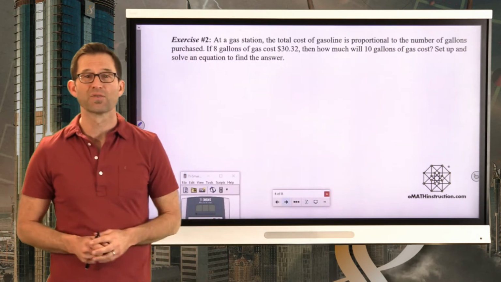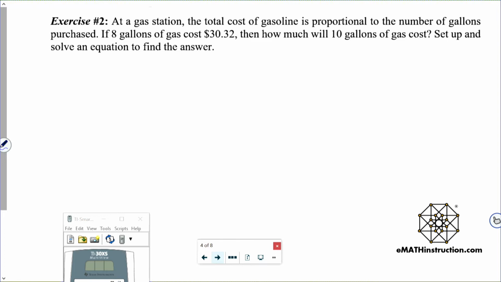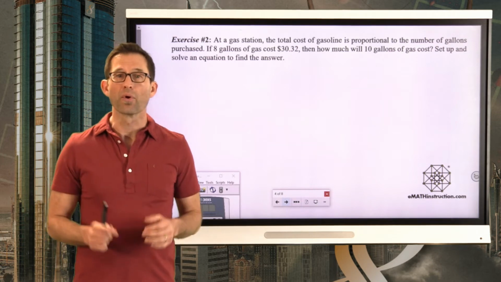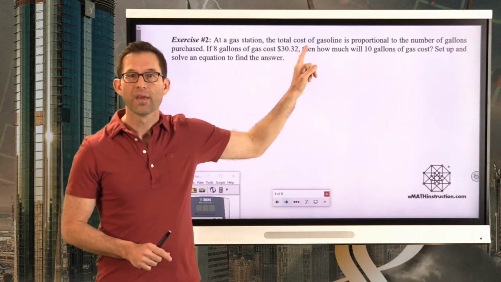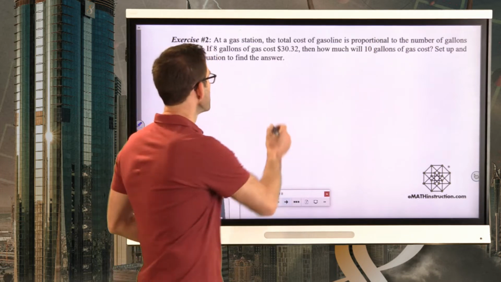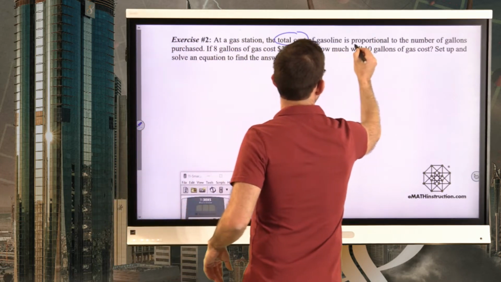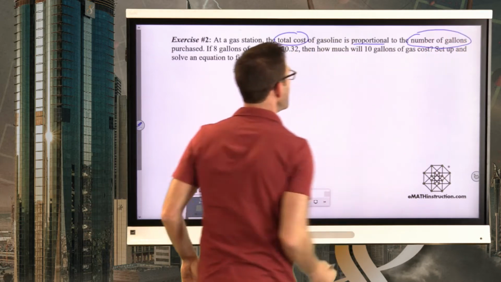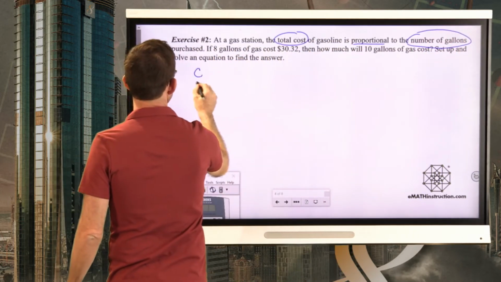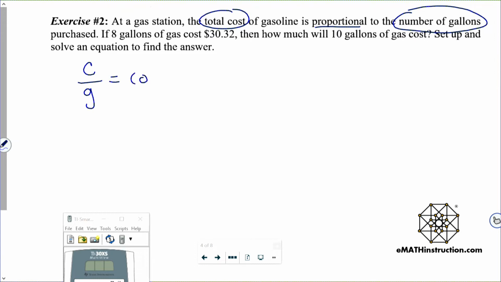Let's take a look. Exercise number 2. At a gas station, the total cost of gasoline is proportional to the number of gallons purchased. If 8 gallons of gas cost $30.32, then how much will 10 gallons of gas cost? Set up and solve an equation to find the answer. All right, so remember, if I'm telling you that the cost is proportional to the number of gallons, let's circle that. The total cost is proportional to the number of gallons. That means that when I divide the cost by the gallons, I'm going to get a constant. I'm going to always get the same number.